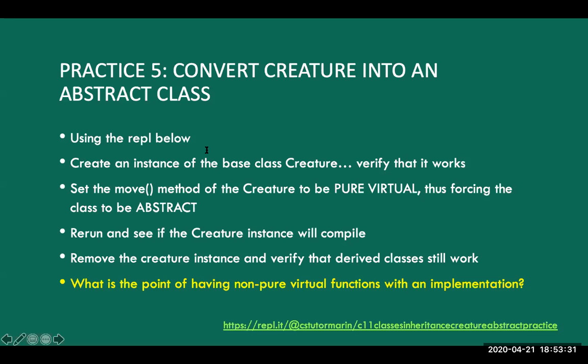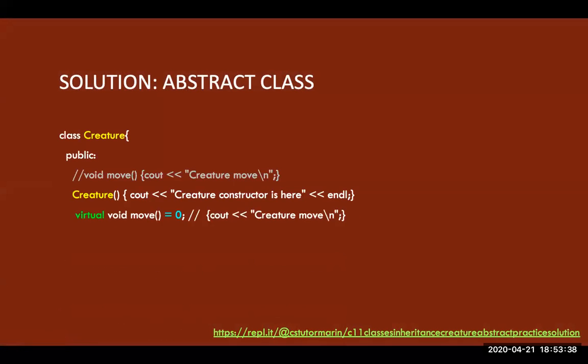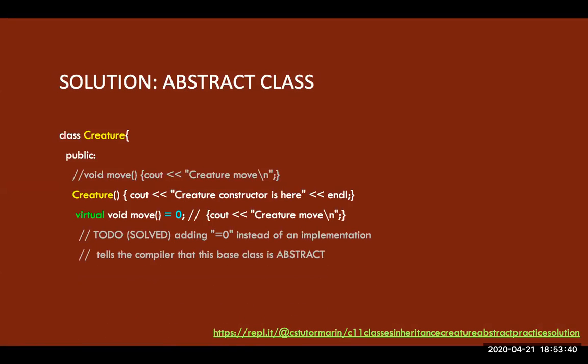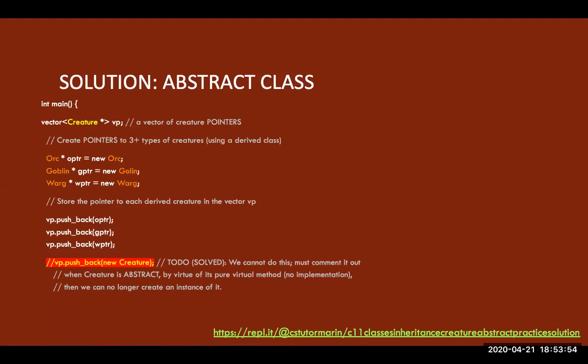Okay, yeah, so let's take a look at that. We just added that equals 0 in there, and that basically undermines any instantiation of that creature inside of main. And again, if it's a blueprint, you just don't want it to be used by anybody. That's really all that's about. And that's what we did inside of main. We just commented out that push back of the new creature because it won't let you do that. It'll complain. Okay, any questions on that?